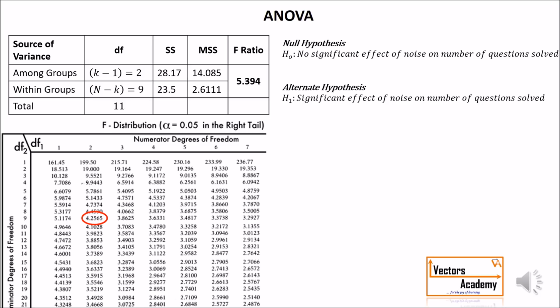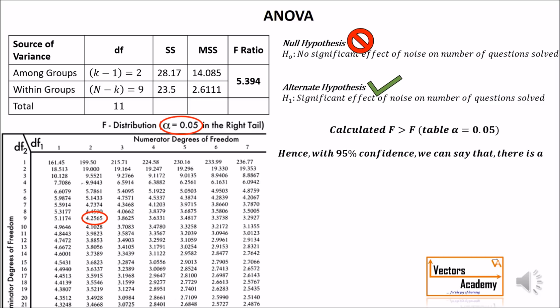Now, we have to compare this value with our F ratio. You can see the value which we have calculated is quite more, right? It is more than the required value. So, what we do is we reject the null hypothesis and accept the alternative hypothesis, which is that there is a correlation. Now, in the table, this value alpha, that is 0.05, represents the error. The error is 0.05. So, that means we have 95% confidence level that there is a significant effect of noise on the number of questions solved.